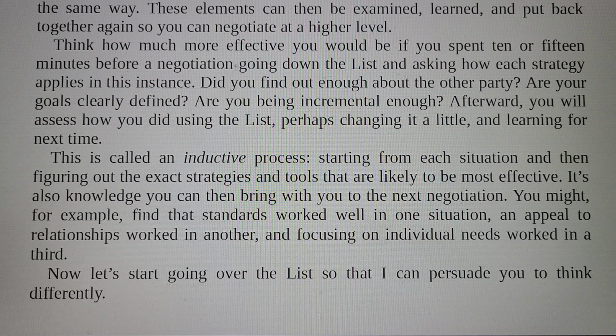This is called an inductive process, starting from each situation and then figuring out the exact strategies and tools that are likely to be most effective. It's also knowledge you can then bring with you to the next negotiation. You might, for example, find that standards worked well in one situation and an appeal to relationship worked in another, and focusing on individual needs worked in a third. Now, let's start going over the list so that I can persuade you to think differently.